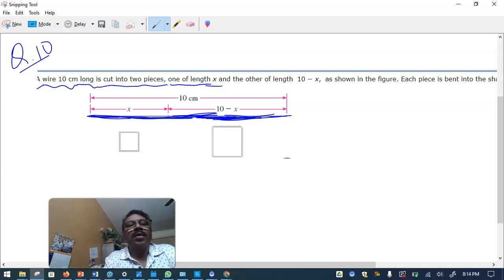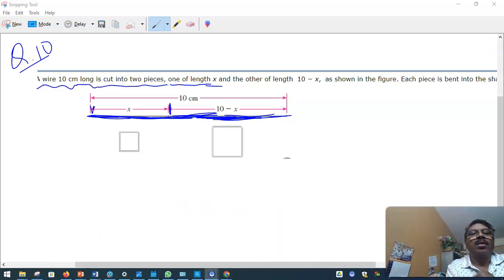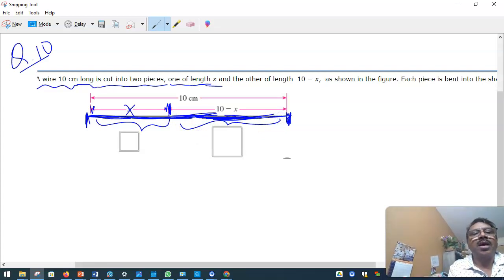So the blue color length is split into two parts. The first length, let's say it is x. Here it is, x is given. So naturally, if 10 is the whole thing, you take away x, you get 10 minus x. So this part is x and this part is 10 minus x. Of the x, whatever the x is, you try to make a square, the smaller one, and the other one, 10 minus x, is this one.